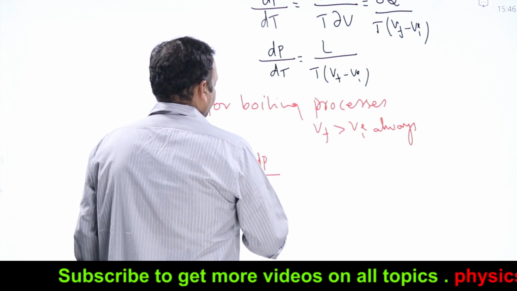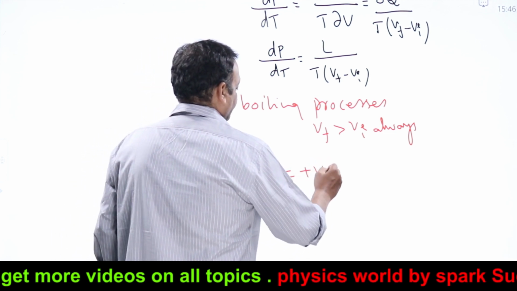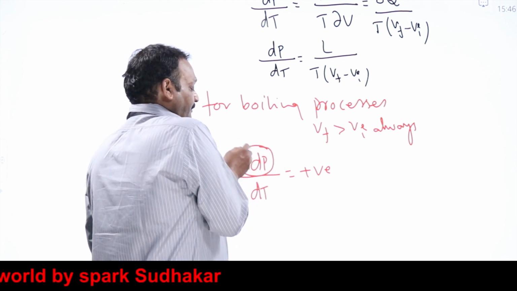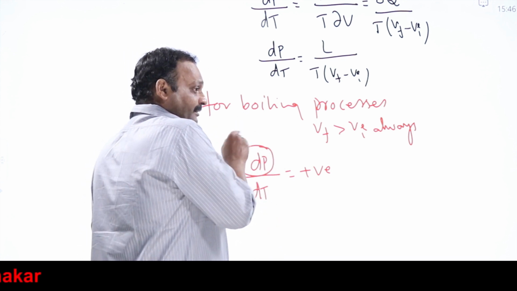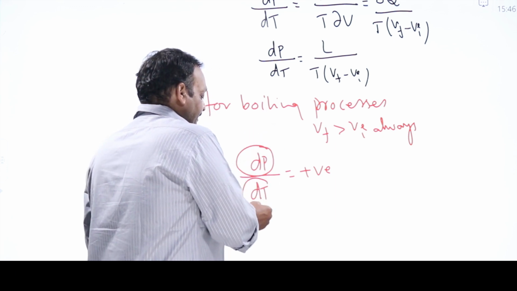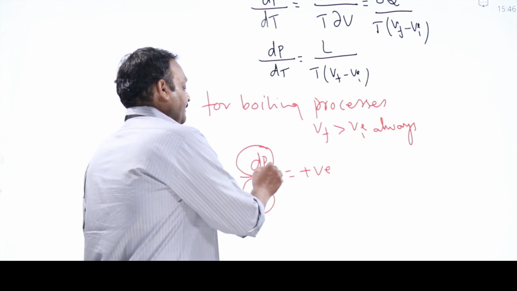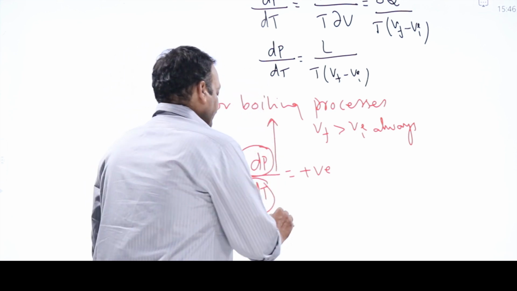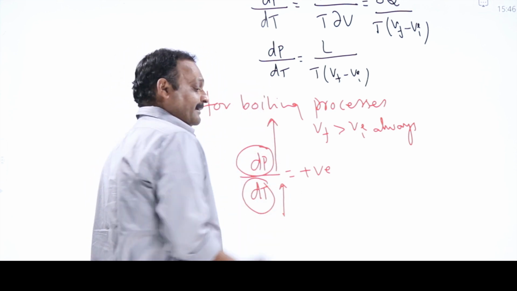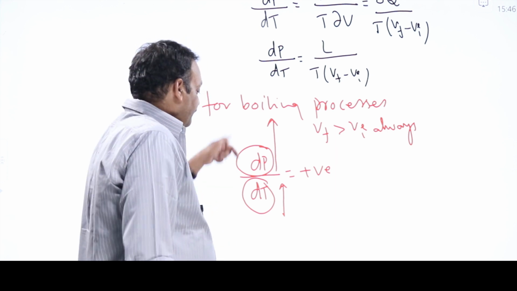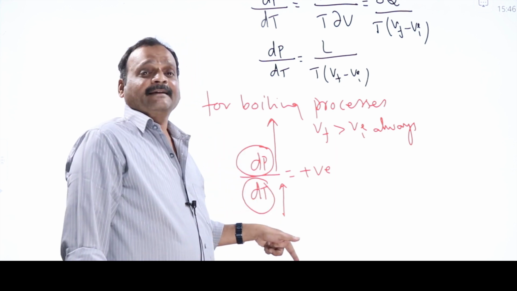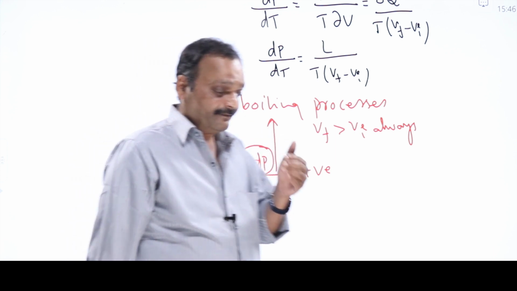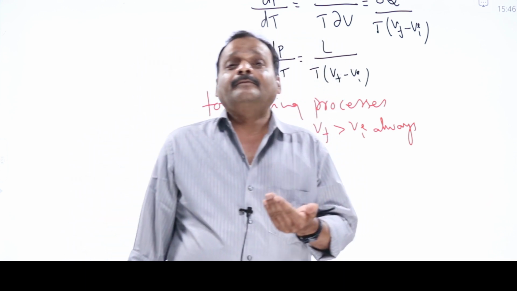So dP by dT is positive means what? Whenever there is a change in pressure, the final pressure is more than the initial pressure, and dT is also positive. That is, whenever you increase the pressure on the system, on that liquid, its boiling point increases. Whenever you decrease pressure, boiling point decreases. Without knowing this, we all know it. And after understanding this, the pressure cooker has come.